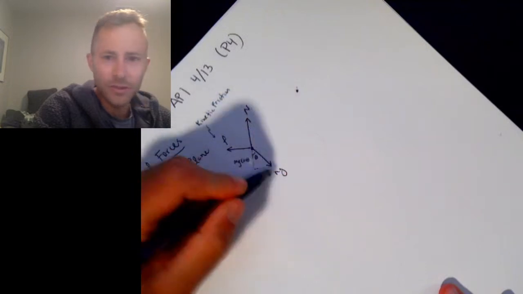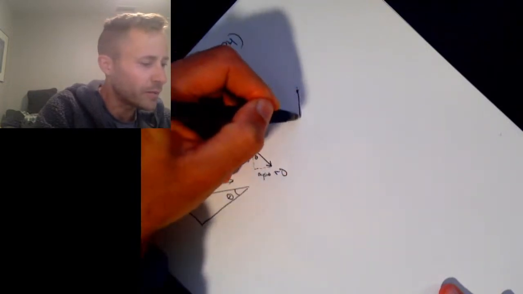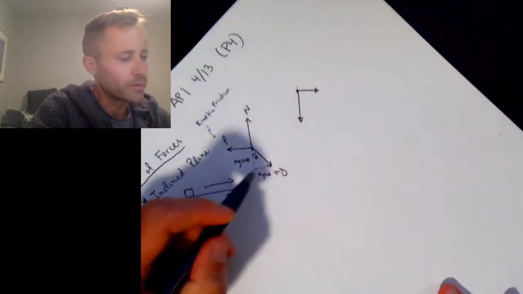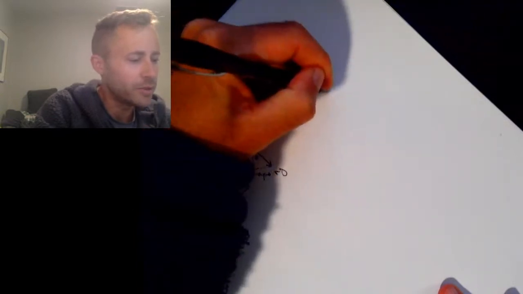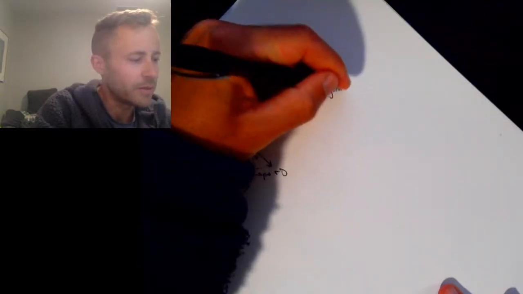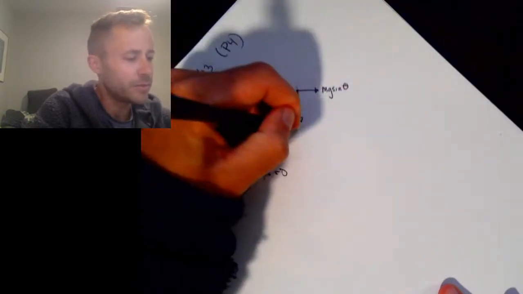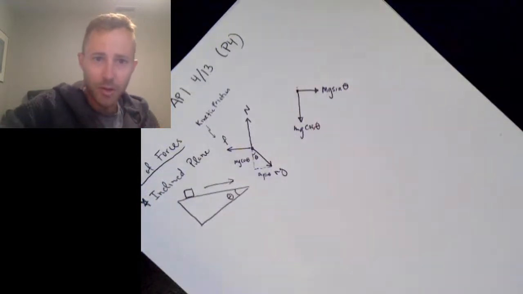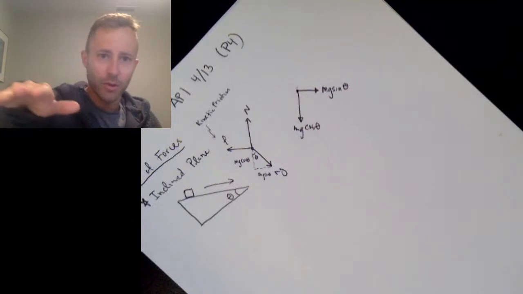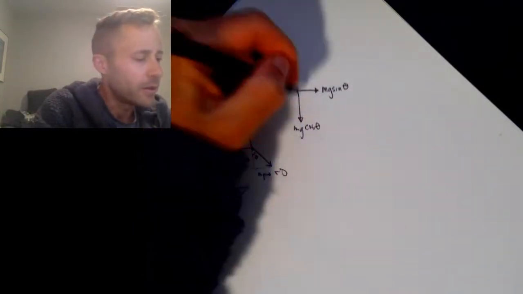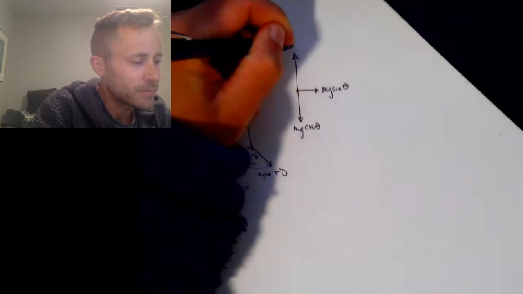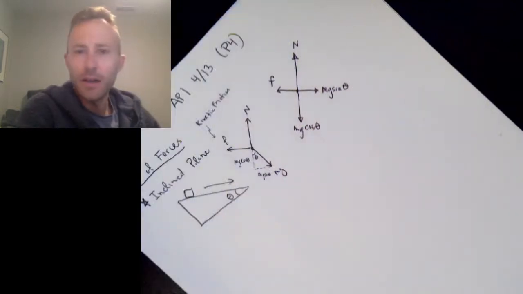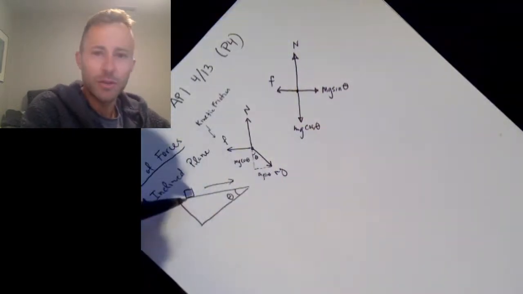So I can take this diagonal weight force and I can break it up into two components where this component is mg sine of theta and this component is mg cosine of theta. So we want to take diagonal forces and break them up into a vertical force and a horizontal force. Then we still have the normal force, and we still have the friction force. Okay? Now, this block is not jumping off the incline.